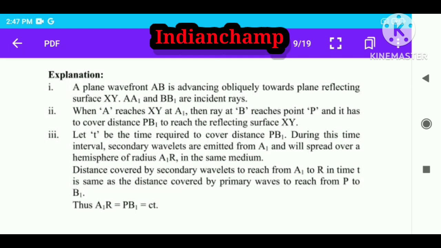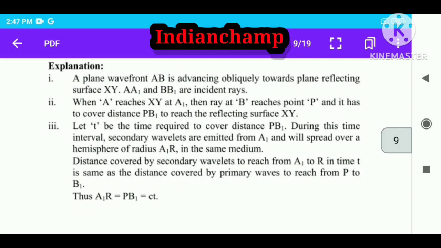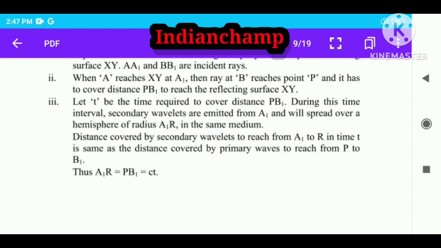During this time interval, secondary wavelets are emitted from A1 and will be spread over a hemisphere of radius A1R in the same medium. The distance covered by the secondary wavelet to reach from A1 to R in time t is the same as the distance covered by the primary wavefront to reach from P to B1. Thus A1R is equal to PB1, which is equal to CT.